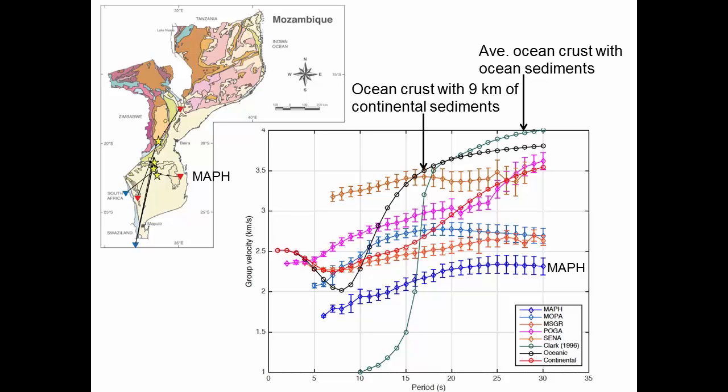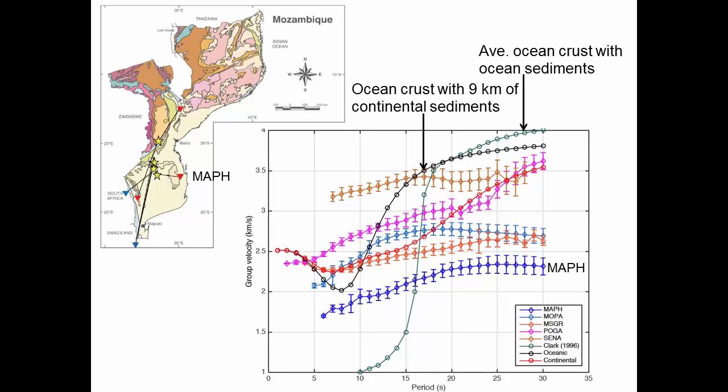The green line here again is the group velocity curve for an average oceanic crust covered with oceanic sediments. So again, you go from 10 to 15 seconds, you go up to very fast group velocities of 3.5 to 4 kilometers per second. If we take that same oceanic crust and now we put 9 kilometers of continental sediments on it, this is what the curve looks like. So at these periods here, it's faster, but by 15 seconds you're up here at very fast group velocities.